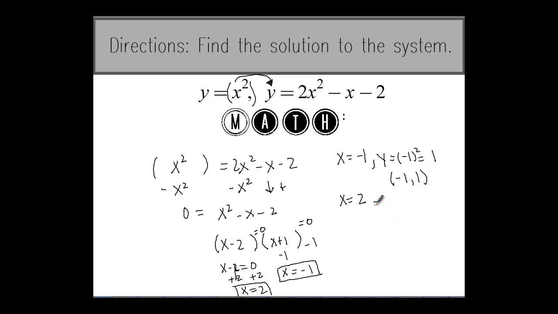For this one, we're going to plug in 2 to the equation y equals x squared. So we're going to get y equals 2 squared. 2 squared is 4, so our y value for this one is 4. So the point here is 2, 4. So now that we have our 2 points, we have finished this problem and we have found the solution to the quadratics.